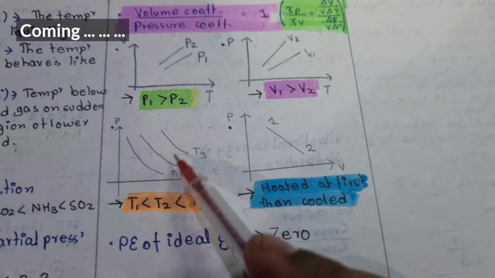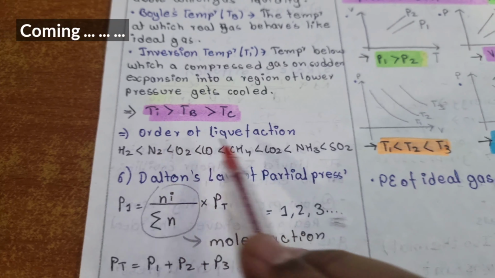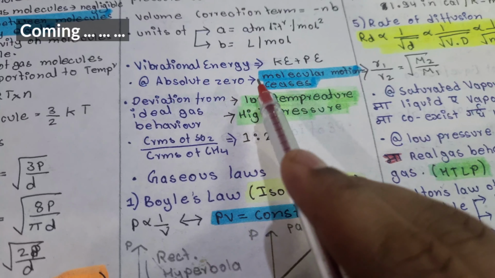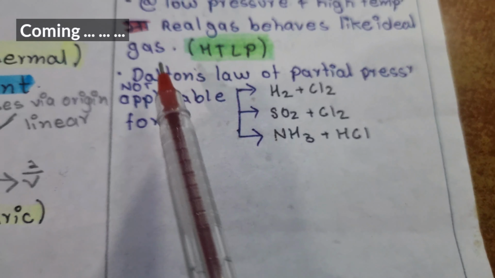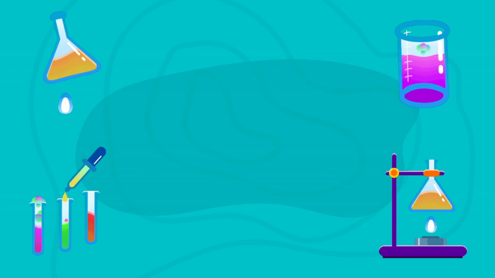Majority of the people do not even know how to interpret this type of graph. The order of liquefaction of different gases is that. Now the deviation from ideal gas behavior is found at low temperature and high pressure. Dalton's law of partial pressure is not applicable for this combination of gases.